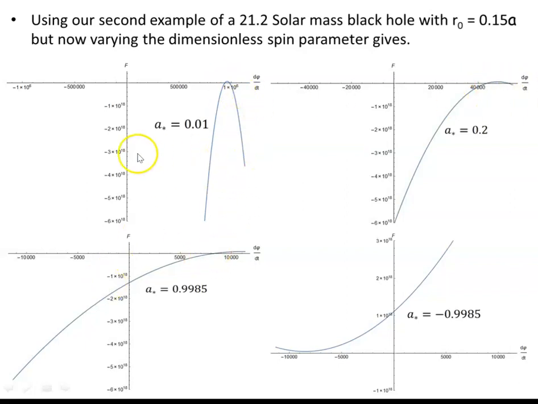Also, if you notice, changing the value of A has changed the scale. If you look at the plots here, the scale has been changed. Very large here for a small value of A, for a larger value of A getting close to 1, a smaller range of values for the angular coordinate.